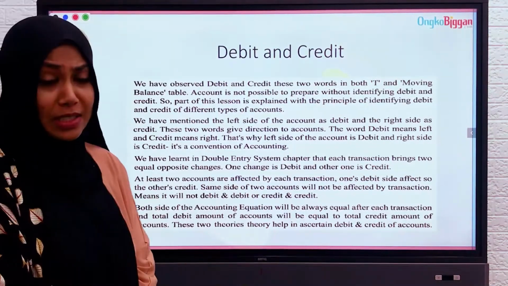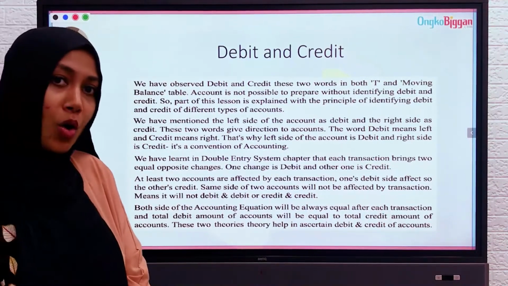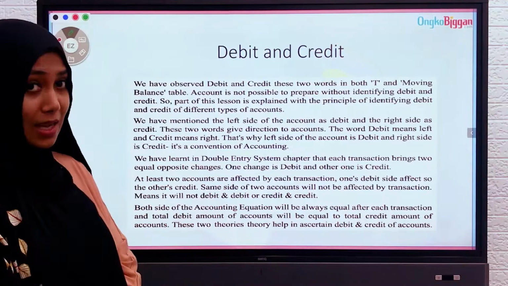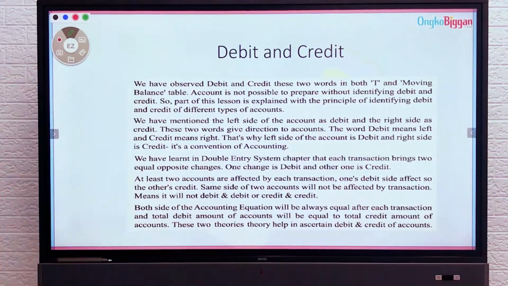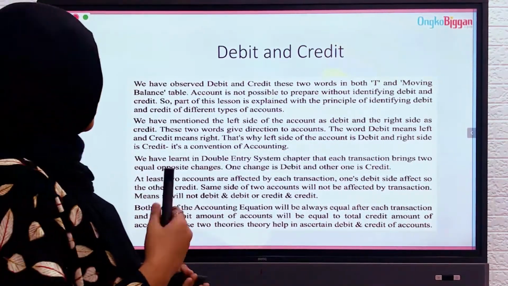What I have is debit and credit. We have talked long about this, right? Detailed explanations have been given in previous classes about debit and credit, but I would like to explain a bit more. Just a quick recap.